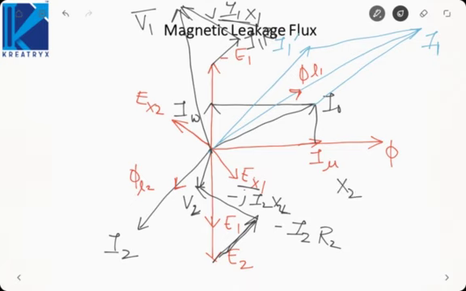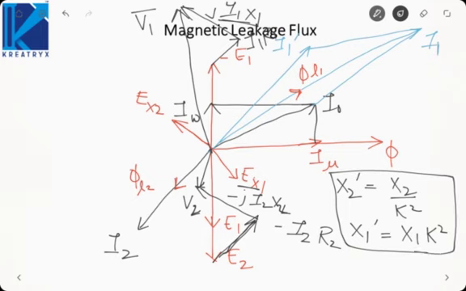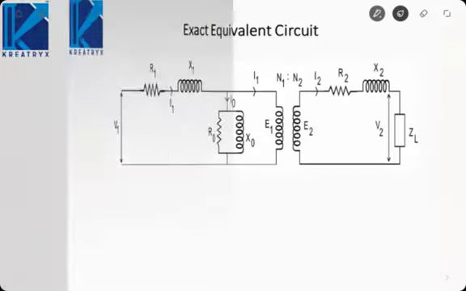Now like resistances, we can refer the reactances on both the sides of the transformer. So X2 dash or the reactance X2 referred to the primary will be X2 by K square. Similarly, reactance X1 referred to the secondary will be X1 into K square. So that means just like resistances, we can refer the reactances. So I can directly say we can refer the impedance from one side to the other side. Now that we have considered all the non-idealities, let us try to develop the equivalent circuit of the transformer.